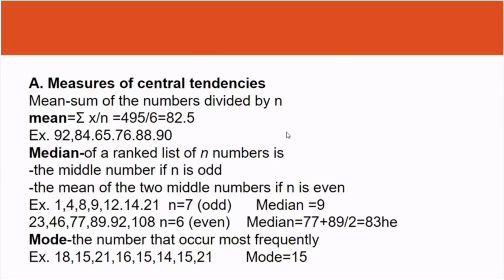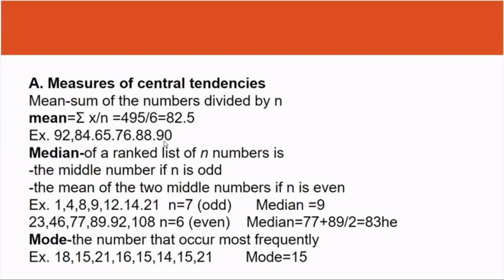the number of terms. Okay, so we have here an example wherein you have 92, 84, 65, 76, 88, and 90. So all you have to do is to add them all. Then, after adding them, di-divide mo lang siya sa number of terms. So, ilan ba yung number of terms natin? We have 1, 2, 3, 4, 5, 6. Therefore, you have 495. So, ito yung sum nilang lahat divided by 6, and that gives you 82.5. Therefore, the mean of this series is 82.5.